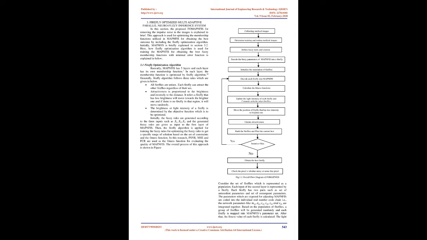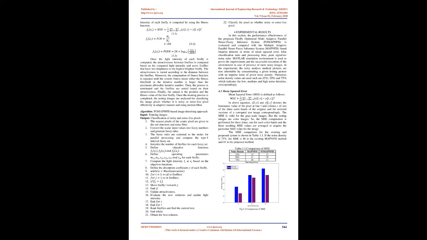Fig. 1.1: Overall flow diagram of FOMAPNFIs. Consider the set of fireflies which is represented as a population. Each input of the second layer is represented by a firefly. Each firefly has 2 parts, a set of antecedent parameters and a set of consequent parameters. The parameters which are required for adjusting MAPNFIs are coded into an individual real number code chain, i.e., the network parameters are integrated together.